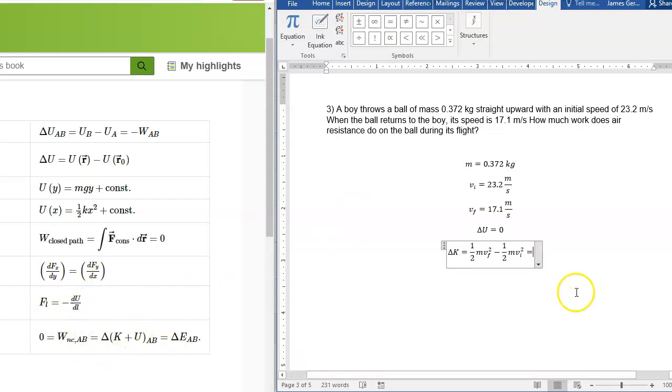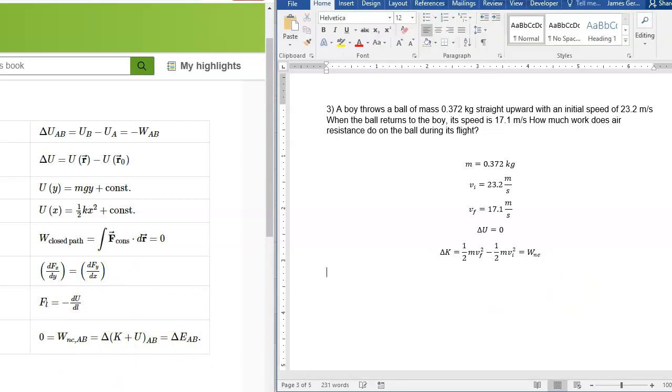the work done by non-conservative forces, right? The work done by non-conservative forces in this case is not zero, and so it's going to end up being negative. And I believe that's how I put it in Canvas, right? And so you've just got to calculate kinetic energy final minus kinetic energy initial. That gives you the work done on the ball by air as it went up and down. And that's it for problem three.